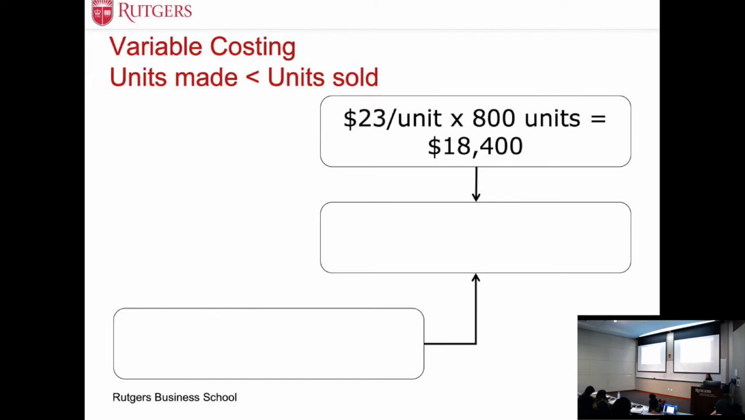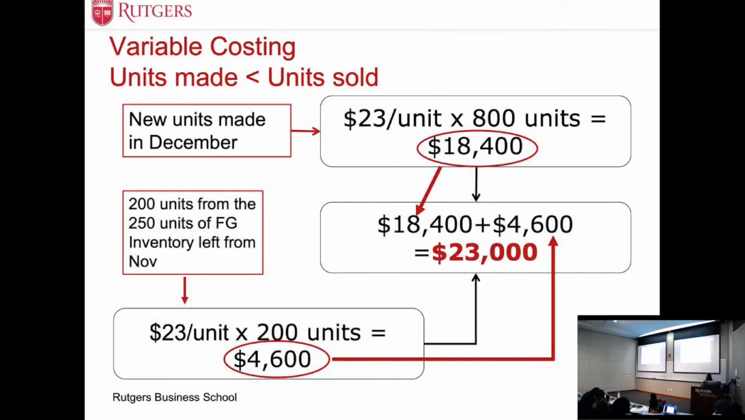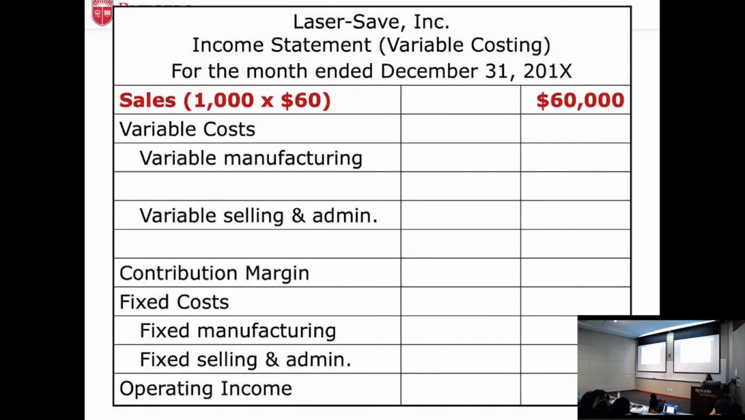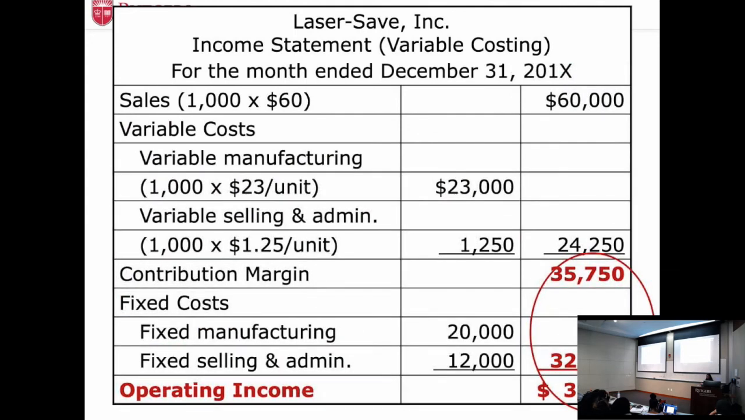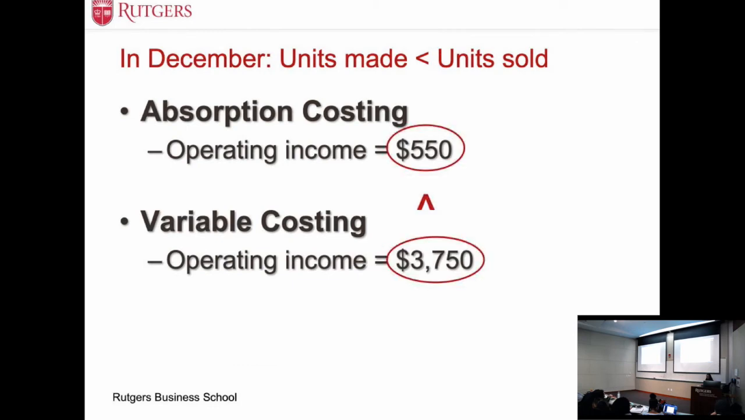But if we calculate the operating income under variable costing, everything stays the same because the cost of goods sold will be the same. So under variable costing, it's still going to be 3,750. So the conclusion is that if we made less than we sold, the operating income under absorption costing will be less than the one under variable costing.